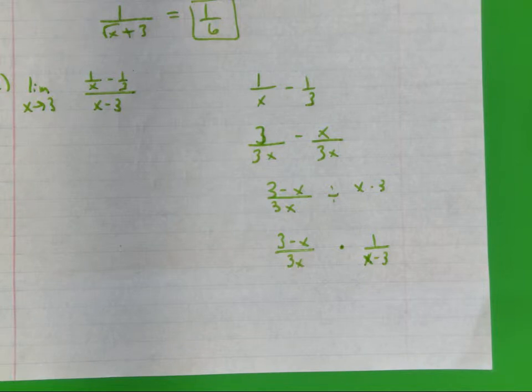Huh? Why do you flip it? Because you divide by x minus 3. I did flip it right here. X minus 3 became 1 over x minus 3.